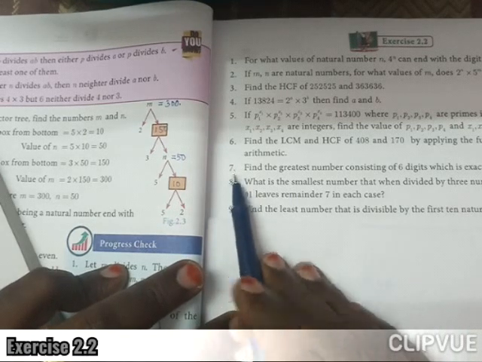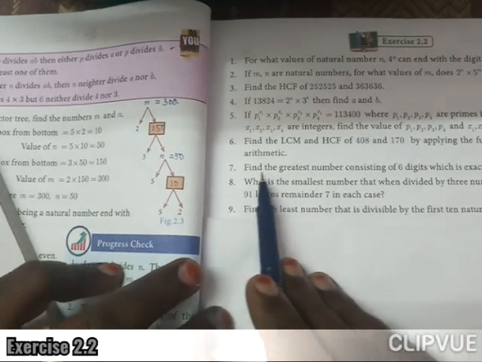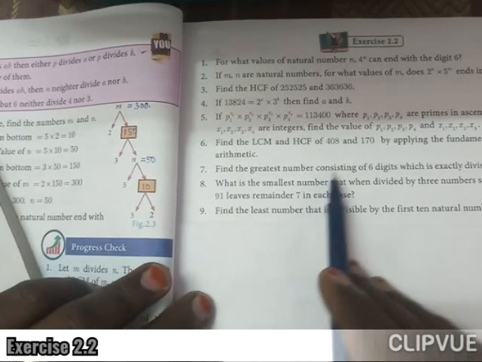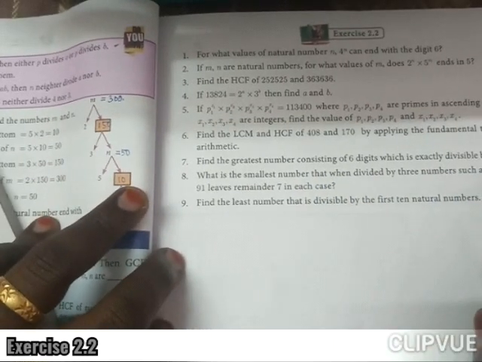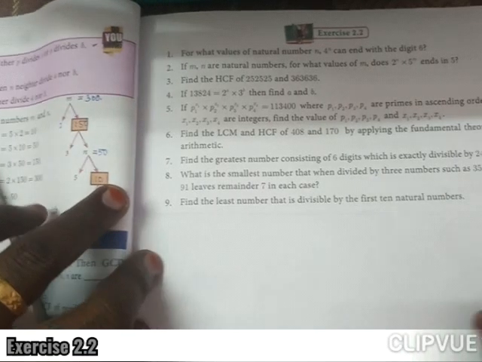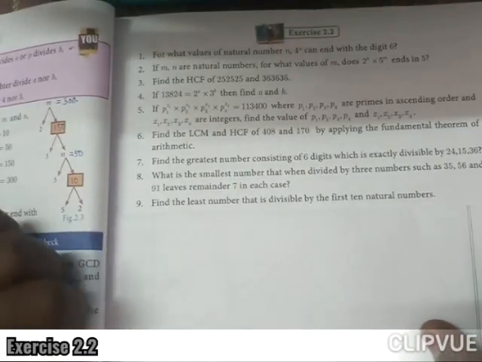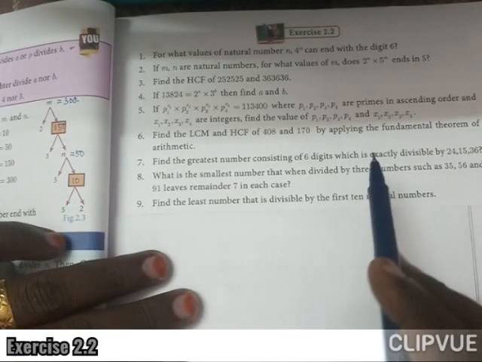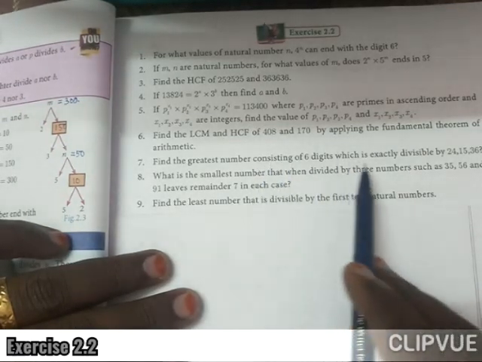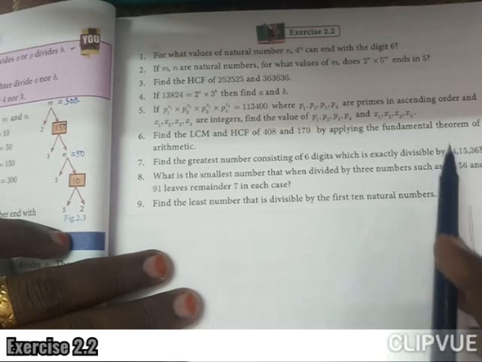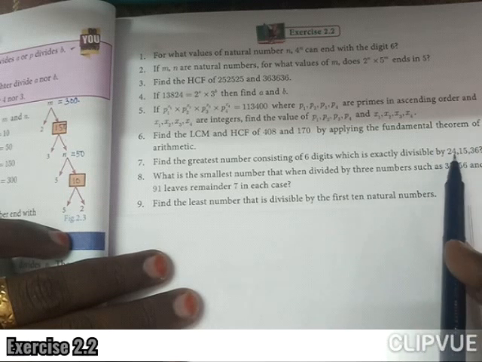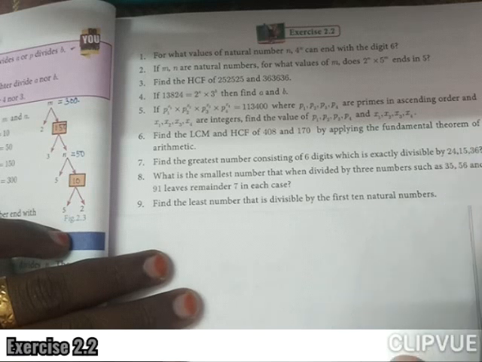Question number 7, exercise number 2.2. The question is: find the greatest number consisting of 6 digits which is exactly divisible by 24, 15 and 36. It should be divisible by 24, 15 and 36. If it is exactly divisible by 24, 15 and 36, then the LCM of 24, 15 and 36 must divide that number.